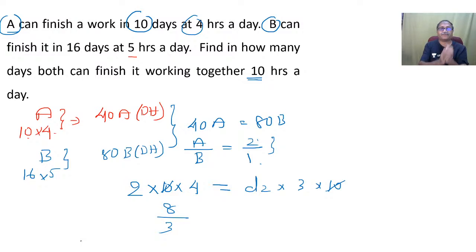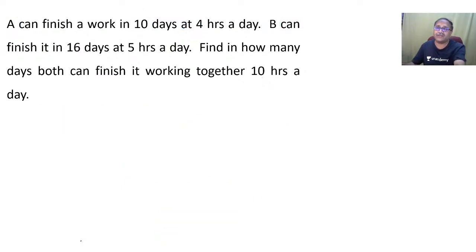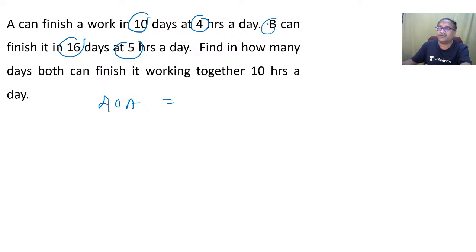Beautiful, beautiful. So next time, if you know how to answer the question, how much are we going to write? I will erase this one and only use this information: A can complete the work in 10 days working 4 hours a day. That is for A, it is 10 into 4 is 40. Then 40A is equal to 16 into 5, that belongs to B.